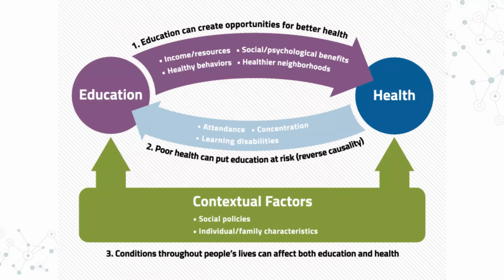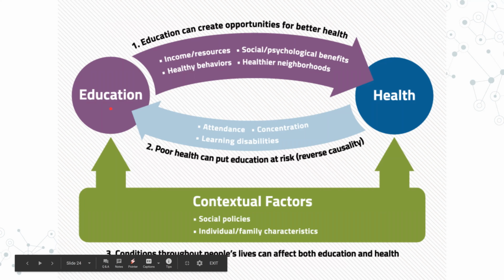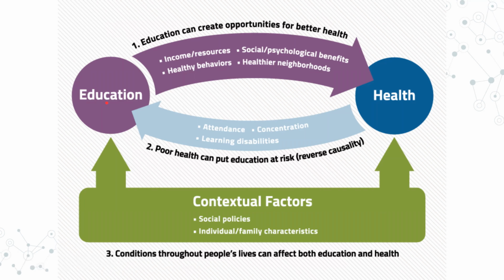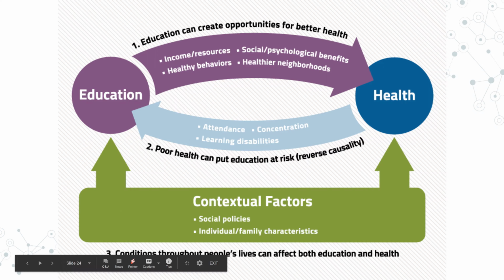Education. Let's move on to education. So education can create opportunities for better health, right? Because it gives you income and resources and access to lots of things like social capital. But poor health can also put your education at risk. Having a lack of education is a risk factor, but also having poor health is a risk factor that negatively impacts your education. And then there are contextual factors, so other conditions, social policies, family characteristics, right?